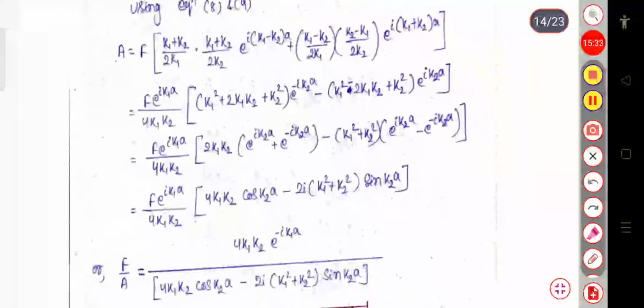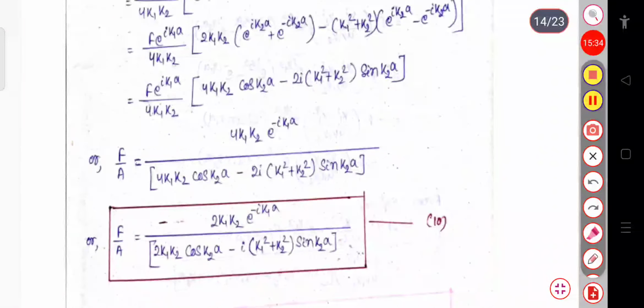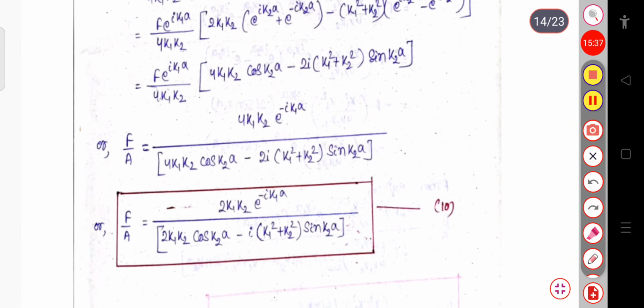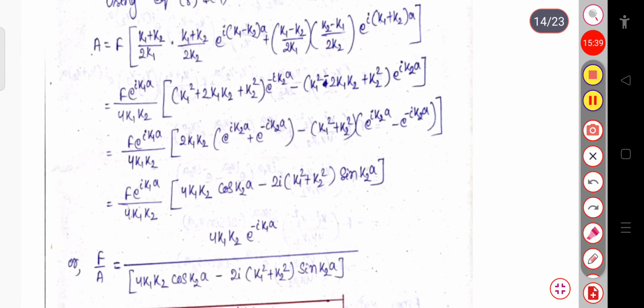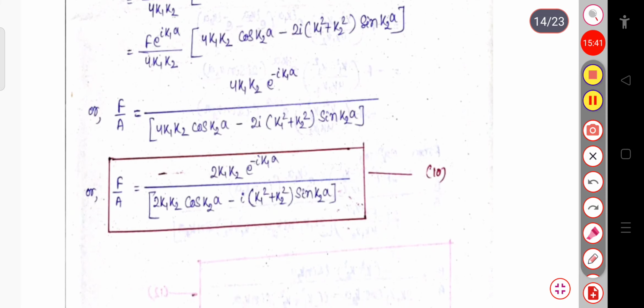So after solving this, I am not showing how to solve this equation. I think you can solve this on your own. So after solving, you will get the relation that F by A is equal to minus 2k1k2 exponential minus iota k1a divided by 2k1k2 cos k2a minus iota (k1 square plus k2 square) into sin k2a.